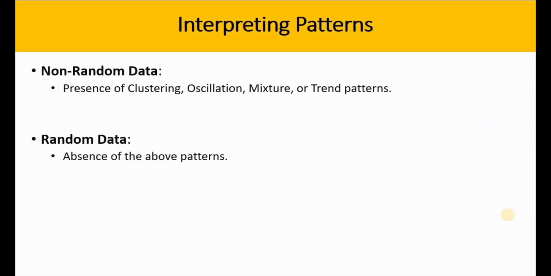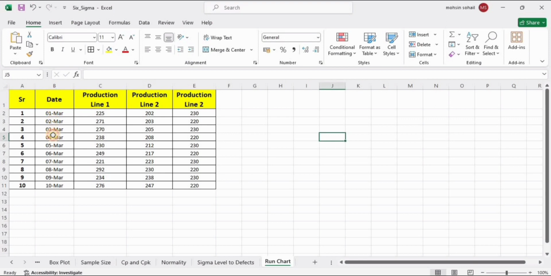If any of these patterns, clustering, oscillation, mixture, trend, exist in the run chart, we call the data non-random. But if none of these patterns are present, the data is considered random data. And now let's verify some examples here, whether the data is random or not, in Microsoft Excel.